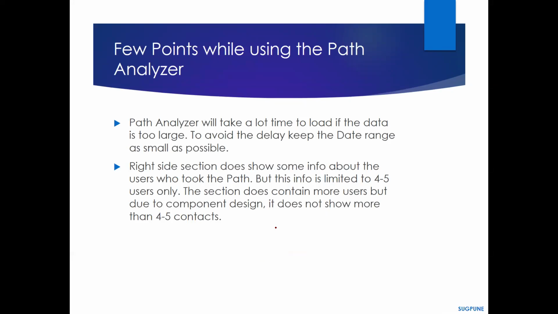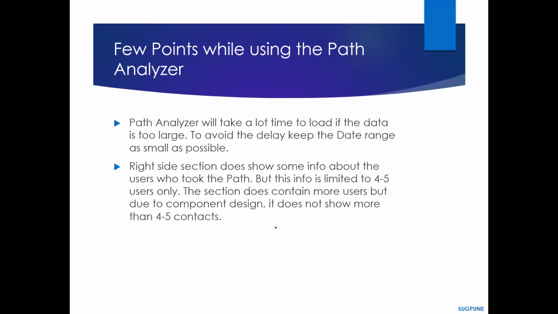So first I'm reducing the data, and then I'm applying the date filter and all those things. And once I'm moving out of Path Analyzer, I always try to reset that date range to last 1 week, because whatever you have selected right now, when you come next time, that will be your default. And the right side section does show some info about users who took the path.